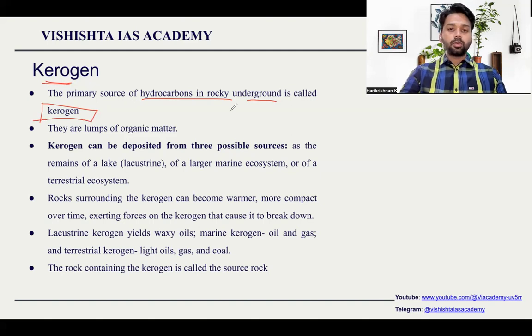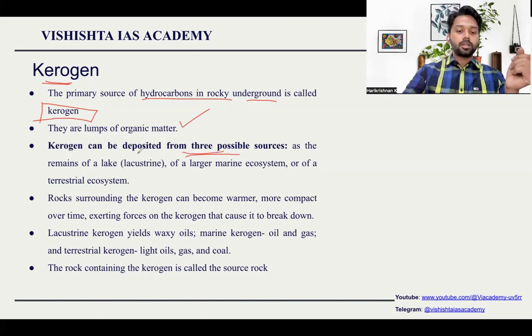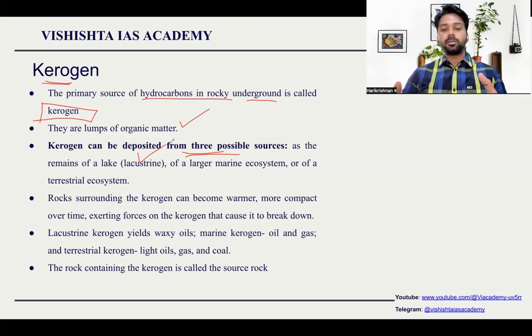In the rocks, when you are exploring, the places where you get high amount of hydrocarbon, that is known as kerogen. They are lumps of organic matter. They can be deposited from three possible sources. One, it can be lacustrine, that is from lakes. If a very big lake is there, having a lot of flora and fauna in it, and if because of the earth movement or certain natural disasters the entire lake submerges, it can result in kerogen. It is known as lacustrine.